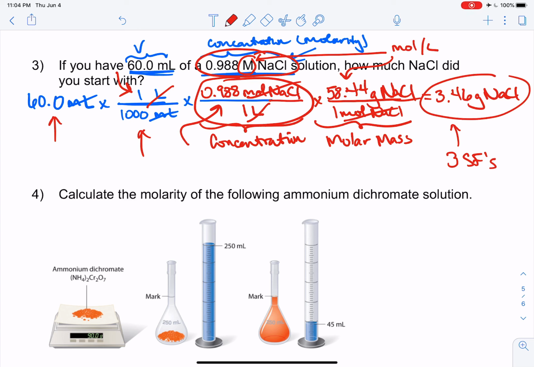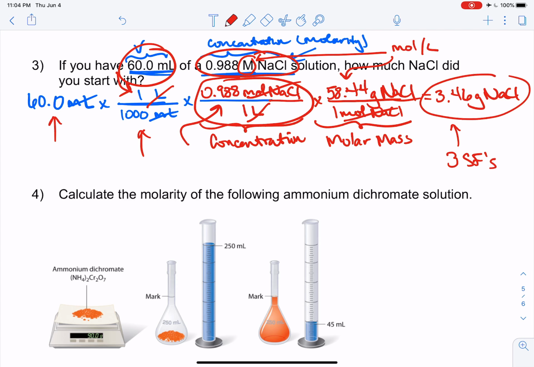Okay, so how would you make that solution? Well, you'd measure out 3.46 grams of sodium chloride on the balance, and then you would put that 3.46 grams of sodium chloride into some kind of container that would allow you to measure 60 milliliters.